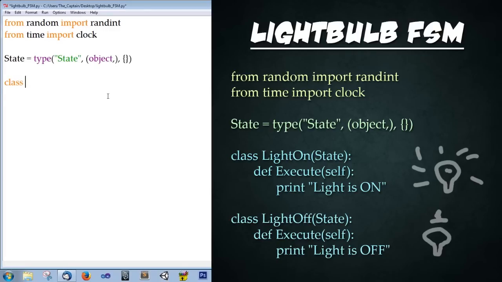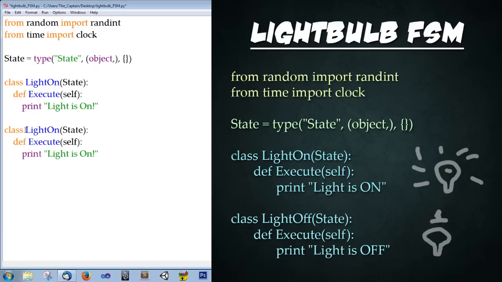Next, we're going to go ahead and create the two states for the light bulb. So type class LightOn(State): enter, def execute(self): enter, print "Light is on". Then we're going to create another class after that for the off, and it's just going to be the same, so I'm going to go ahead and copy and paste and just change this to off and then down below to off. Perfect. So these are our states. I'm going to go ahead and start separating out our code into chunks.